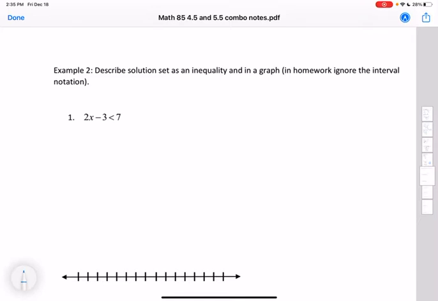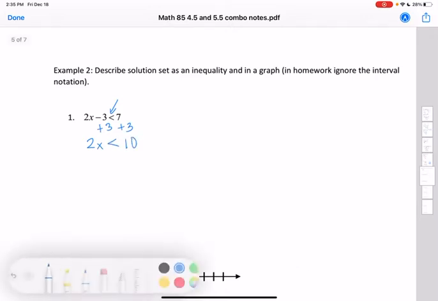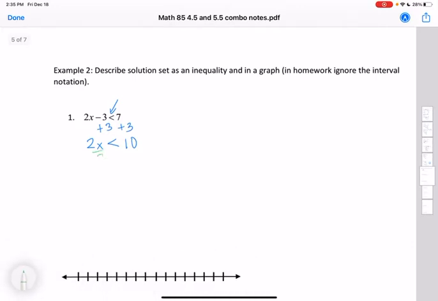So just treat the inequality as an equals at first. Just don't worry about it, okay? So just like before, we would want to get that x by itself. So we would add 3 to both sides. So we'd have a 2x, and then just bring the sign. Is less than 10. Okay, and then just like before, divide to get that x by itself. And we have x is less than 5.